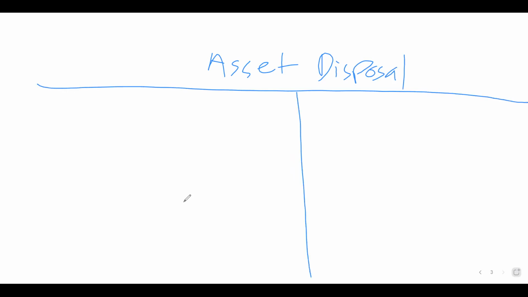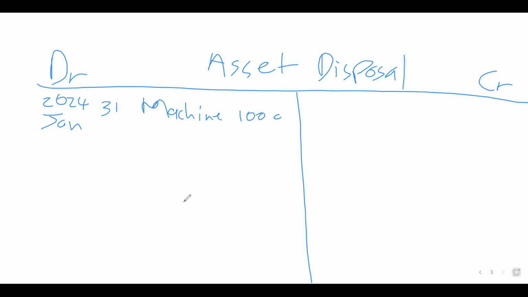Yes. I'm going to redraw the account again. So asset disposal. This time around, I'm showing you an example where there's a loss. Debit side, credit side. Let's assume this time around you sold a machine. 2024, let's just use the month of January. Now if you're closing your books, obviously it happens at the end of the month. So let's say you sold a machinery. You put the name of the asset there, machine. And maybe you sold the machine for 100,000 rands.